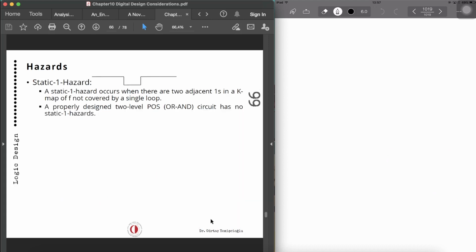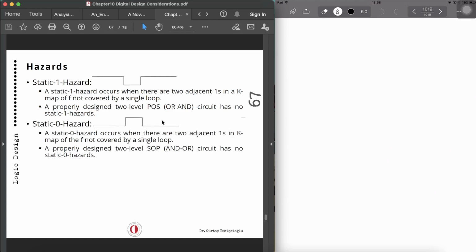Okay, so a properly designed two-level OR-AND circuit has no static 1 hazards. Now, you might say, are we not going to think of a more simplified, optimized expression by using the K-maps? Why do we need redundancy? Redundancy will be needed if you don't consider the most optimized design, but you need to consider the most efficient design. So again, there's a trade-off between those.